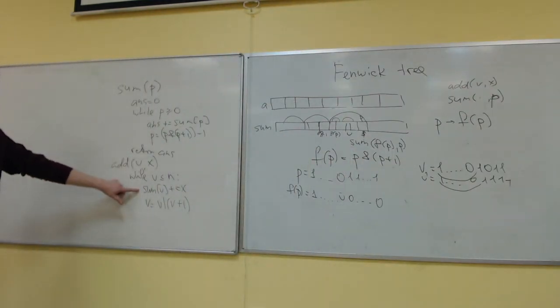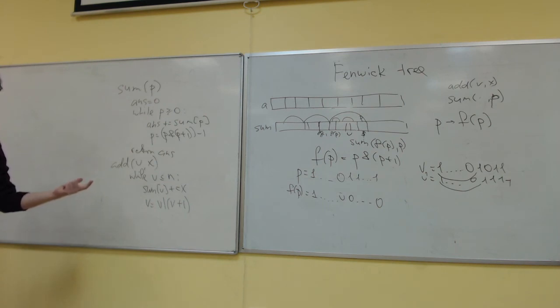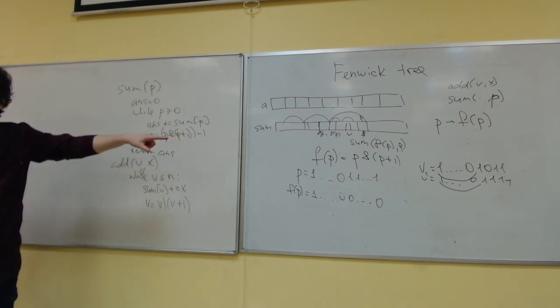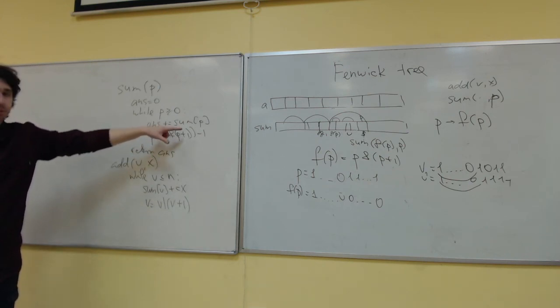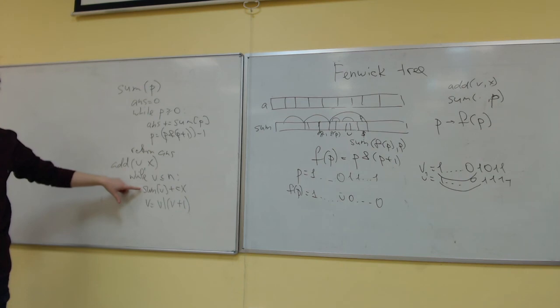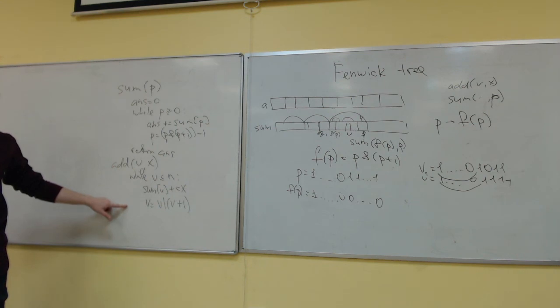So I claim that I updated all the segments that contain V. I think I missed what sum[V] is. Sum of V is our array, where sum of p is the sum from f of p to p. So I claim that by this, I iterate over all the segments that contain V.